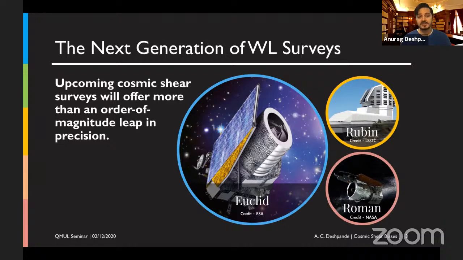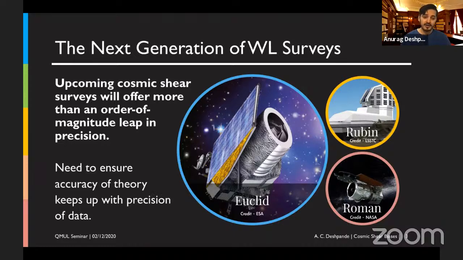But the thing about these upcoming cosmic shear surveys is that they will offer more than an order of magnitude leap in the precision of our data. So what that means is that we really need to now ensure that the accuracy of our theory can keep up with the precision of our data. I'm primarily focused on Euclid, but essentially the things I look at are also very much applicable to the other 2.